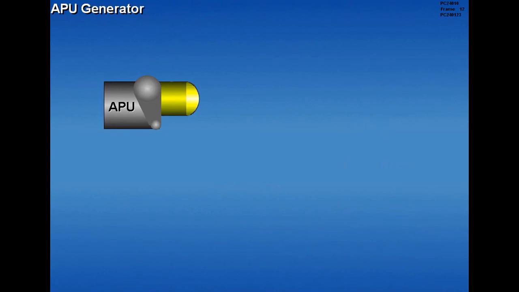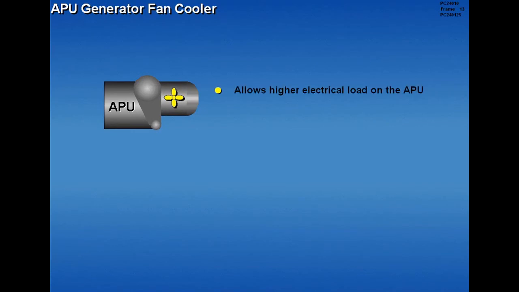The APU generator is identical to the engine-driven generators. However, the APU drives its generator through a gearbox instead of a CSD. An integral fan provides cooling for the APU generator. This feature allows the APU generator a higher continuous electrical load rating than the identical engine-driven generators.